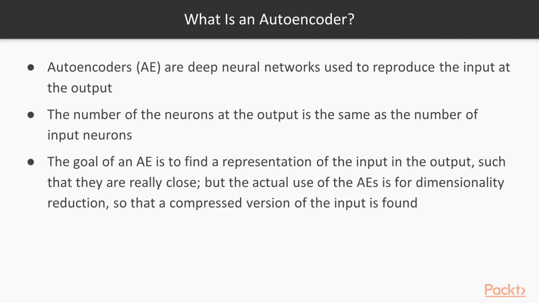The goal of an autoencoder is finding a representation of the input in the output such that they are too close to each other. But the actual use of an autoencoder is for dimensionality reduction, such that a compressed version of the input is found and the most important features are extracted in the hidden layer. The number of the features that we would like to have is optional, and it actually depends on the problem that we are trying to solve.